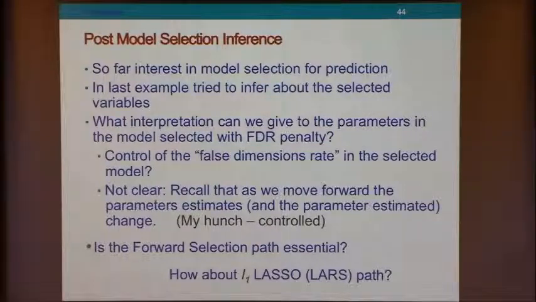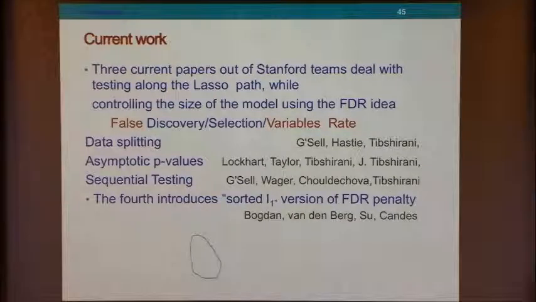The second question is, this forward selection path that I was using, is it essential? What about the lasso path, or subset? I mean, other things that one can use for model selection, but you still want to infer about what exists in your model, make a statement about the size of it, make confidence intervals, and so on.